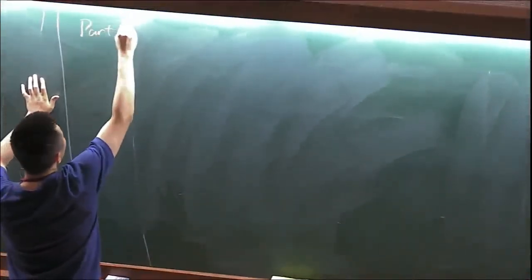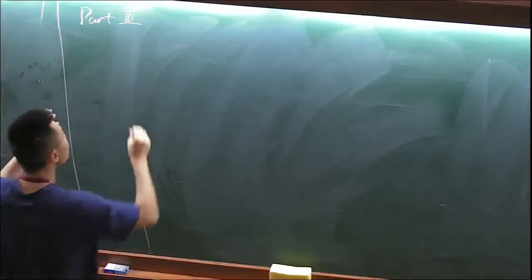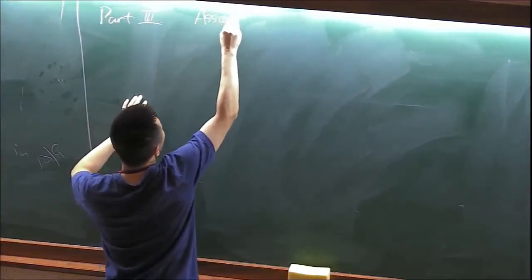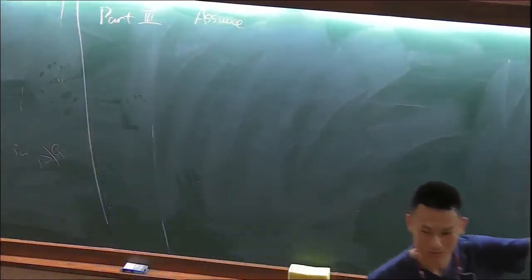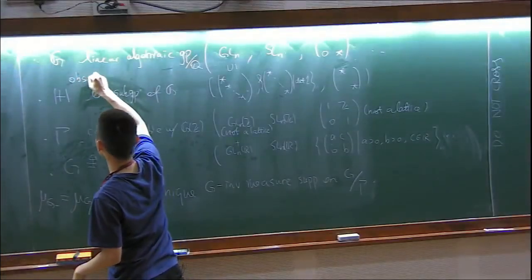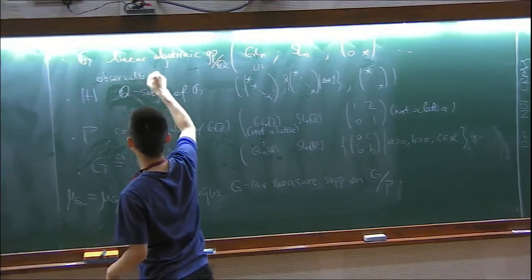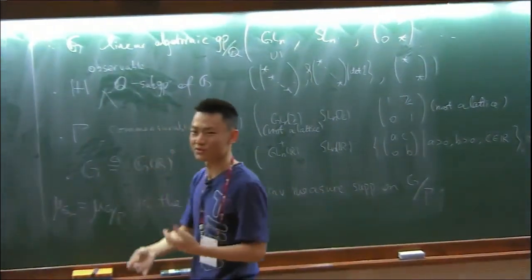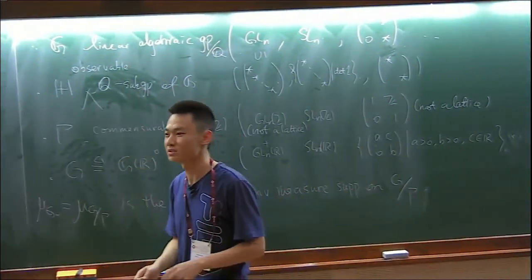So now, part 3. So now I want to give you a sequence. So now I want to assume G, H, gamma as in that case here, except that now I have to tell you H is an observable Q subgroup. If you want to know examples of observable Q subgroups, so there are.